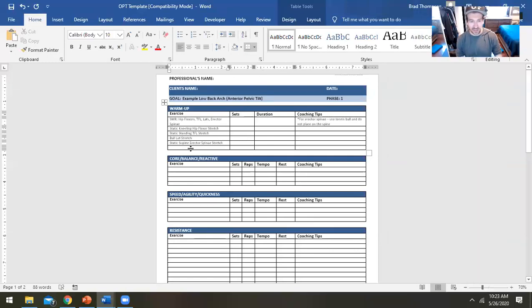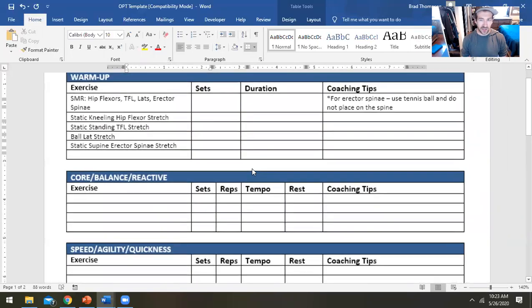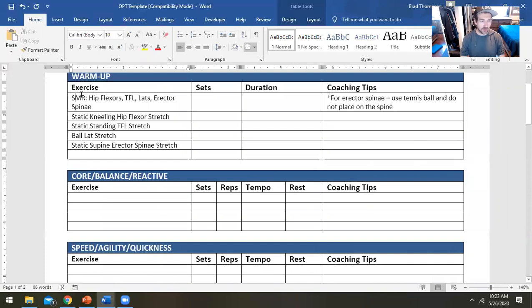Okay. So we got our by-the-books version up here. We foam rolled the hip flexors, the TFL, the lats, and the erector spinae. We did a kneeling hip flexor stretch, a standing TFL stretch, a ball lat stretch, and a supine erector spinae stretch. The only adjustment, yeah, it's fine. Actually, that works pretty well.